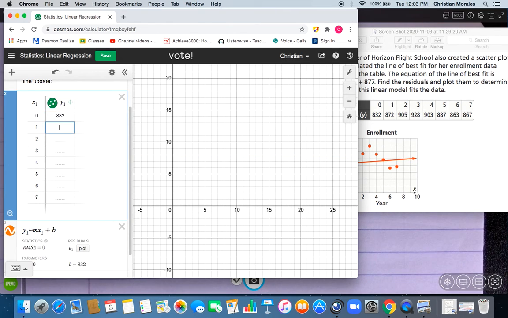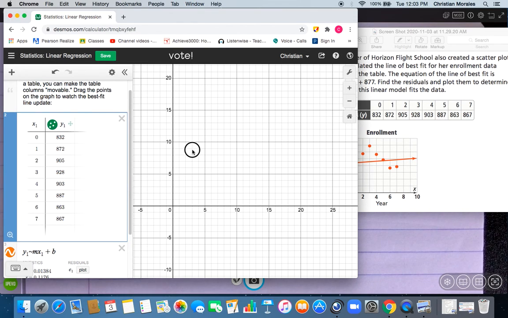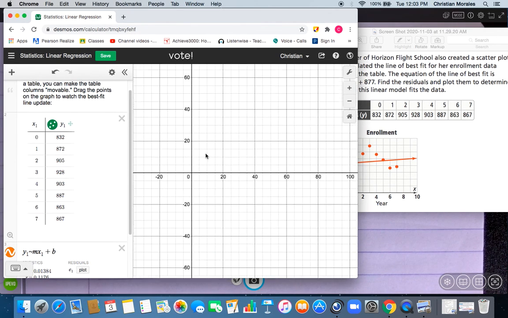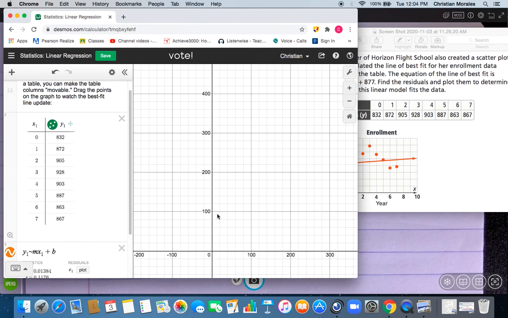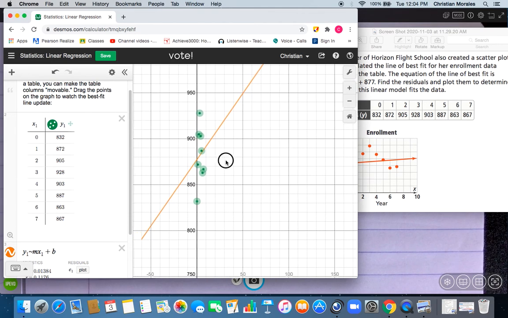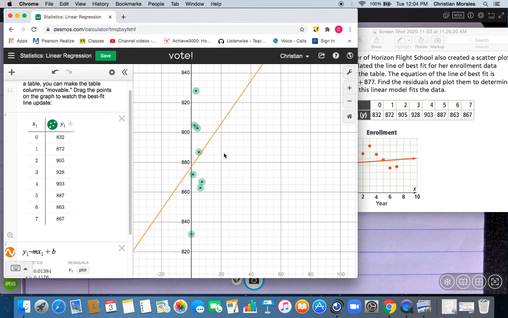832, 872, 905. Sorry, I know this is really interesting. 928, 903, 887, 863, and 867. Okay, so there are my points, right? Now if you notice, it's not here because I'm only focusing on 0 to 25. For this, I would have to zoom really high up. And you can zoom out by using these buttons right here. And you notice they're kind of really squished together. So it's kind of hard to really look at this.